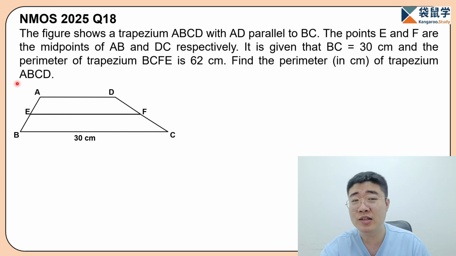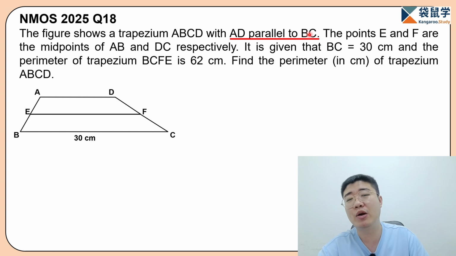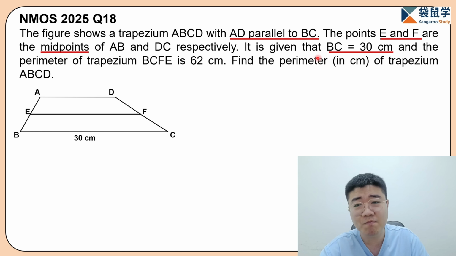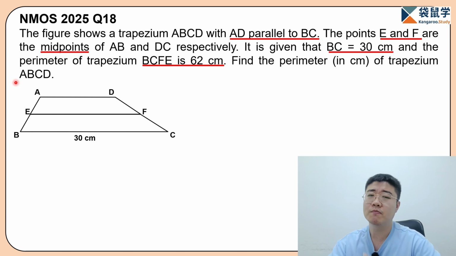First of all, we can notice that AD and BC are the upper base and the lower base of the trapezium. They are parallel to each other. Now the next thing we can notice is the points E and F. These are the midpoints. So they tell us BC is 30 cm, the perimeter of trapezium BCFE is 62 cm, and we need to find the perimeter of trapezium ABCD.